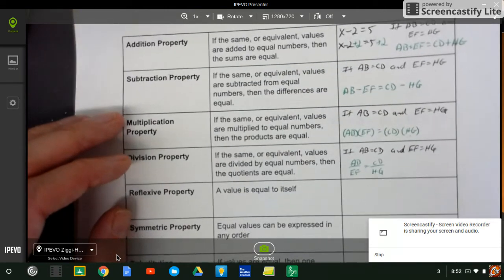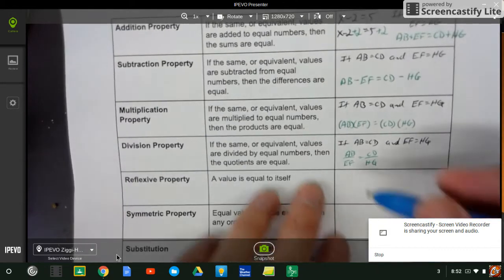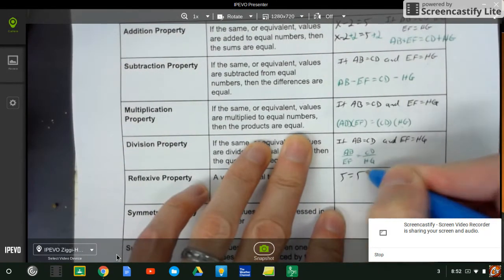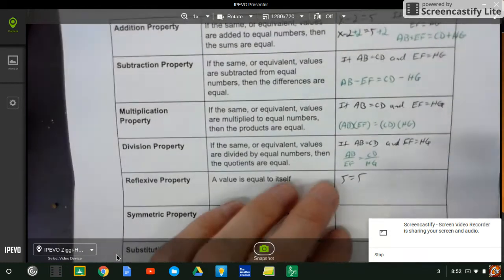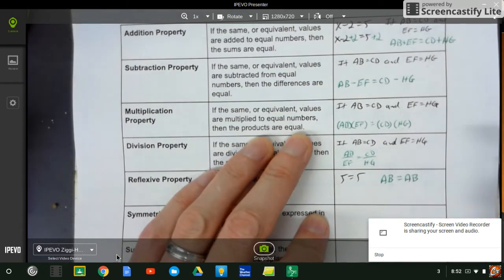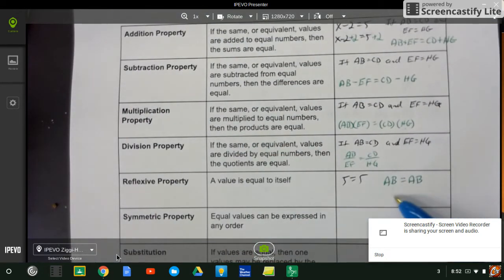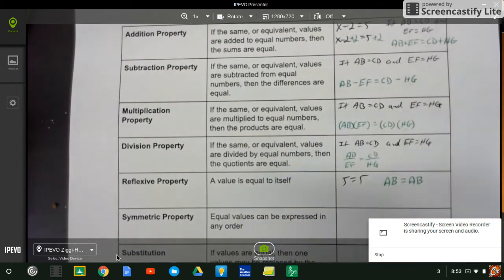Then we get this reflexive property. Reflexive property is funny because it says something is equal to itself. It's like saying 5 equals 5. Well, no, we all know 5 equals 5. Sometimes in geometry, we might say something like AB equals AB, which is kind of obvious. Something is going to equal itself, but we need this step sometimes to sort of allow us to do some of these other things.